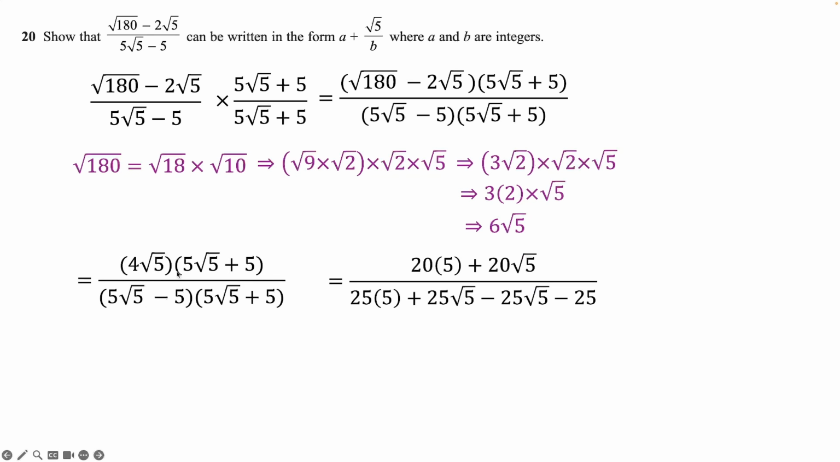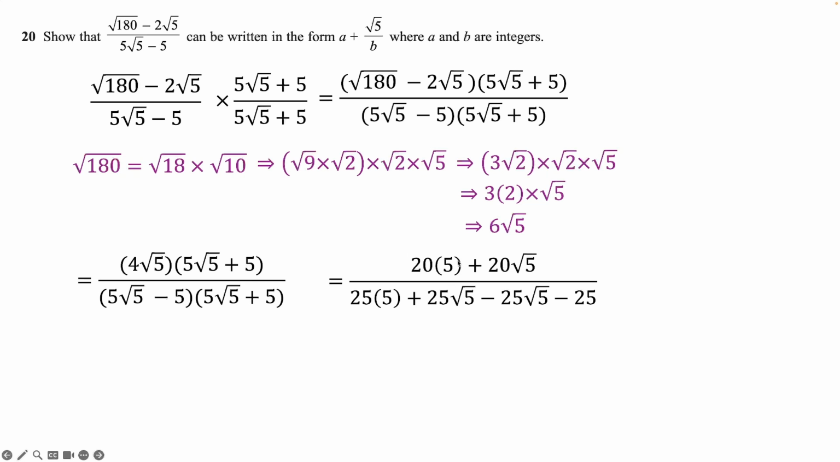So if we expand these brackets, we get the 4 and the 5, that gives us 20. And the root 5s will multiply to give us 5, so we get 20 times 5. Then this 4 and this 4 multiply to give us 20, so that means we get 20 lots of root 5. The denominator, you just multiply these two, so that will give you 25. These roots multiply, so we get 25 times 5, plus this times this, so 25 root 5, minus 25 root 5, so these will cancel, and then we get a minus 25 from these two.